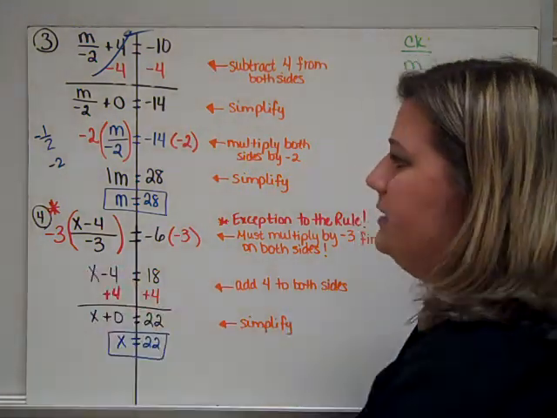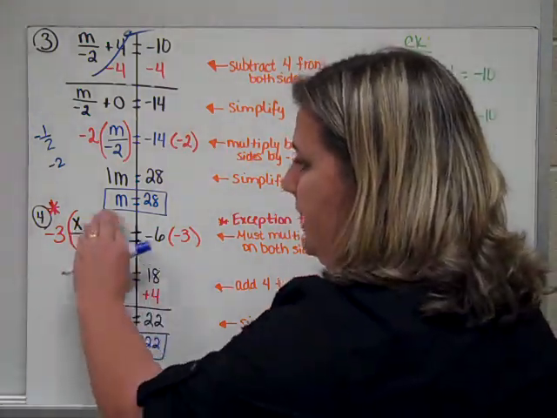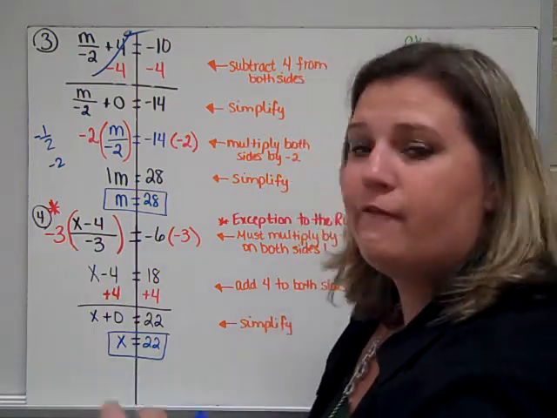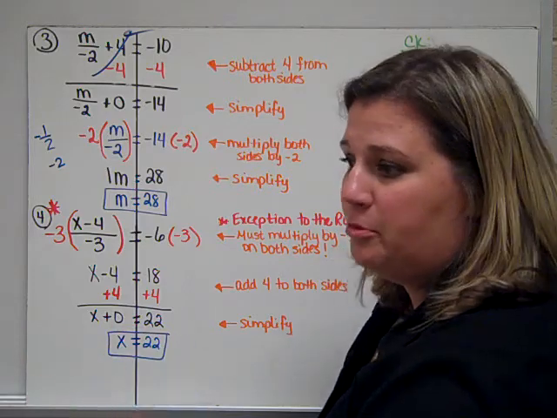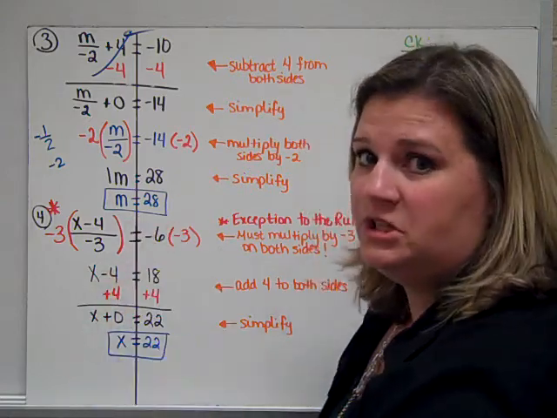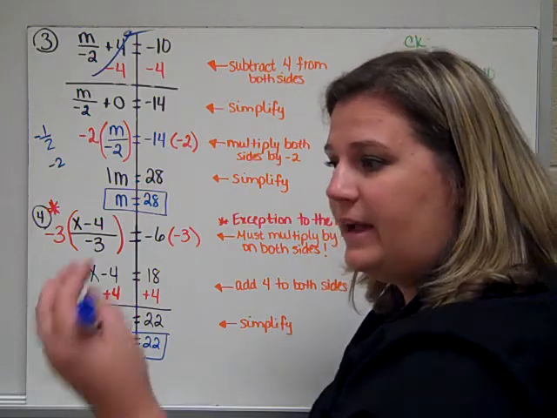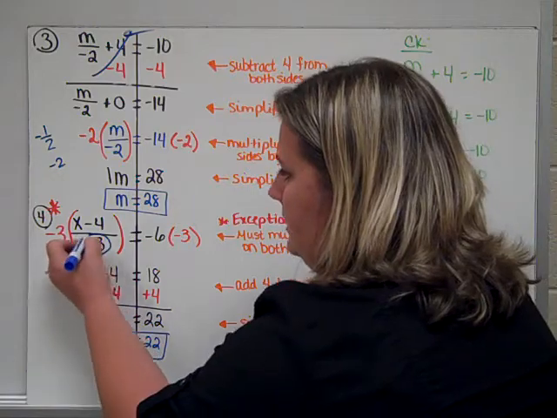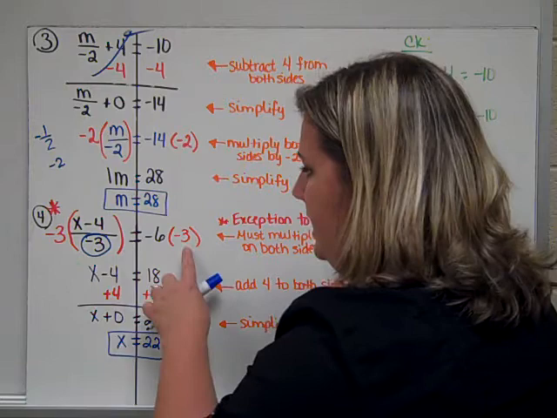All right, number 4. This is the one that's the exception to the rule. Here, this whole left side, x minus 4 divided by -3, is a fraction. So division, nothing's being added or subtracted first. Remember, order of operations, multiplication and division are above addition and subtraction. So here, I must get rid of that fraction first. If I have division, I need to multiply. What's being divided? -3 is being divided. So that is what I am multiplying both sides by.